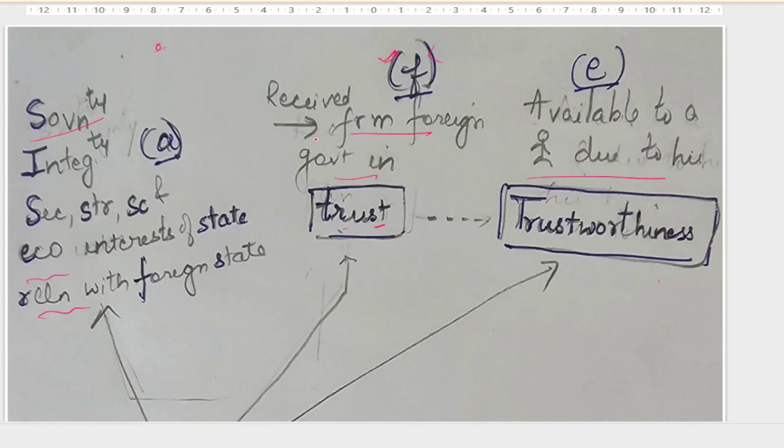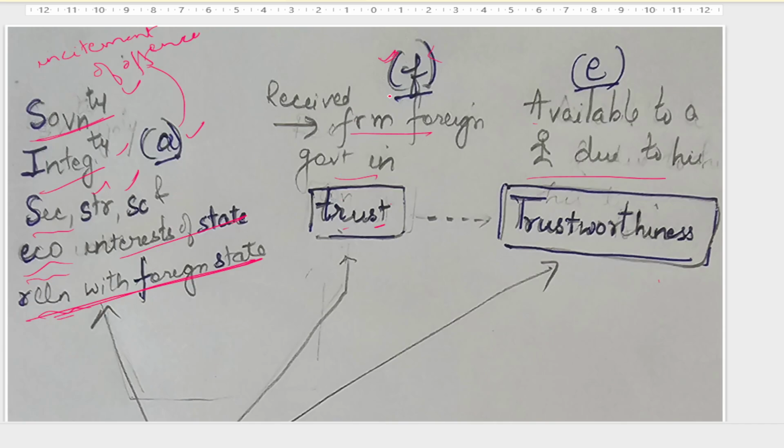Then we move on to the next group. Information which adversely affects, prejudicially affects the sovereignty, integrity, security, strategic, scientific and economic interests of the state, or which adversely affects the relations with foreign states, is forbidden from disclosure under subsection A of section 8 of the RTI Act. Also, under the same subsection A, information which leads to incitement of an offense is forbidden from disclosure under the RTI Act.